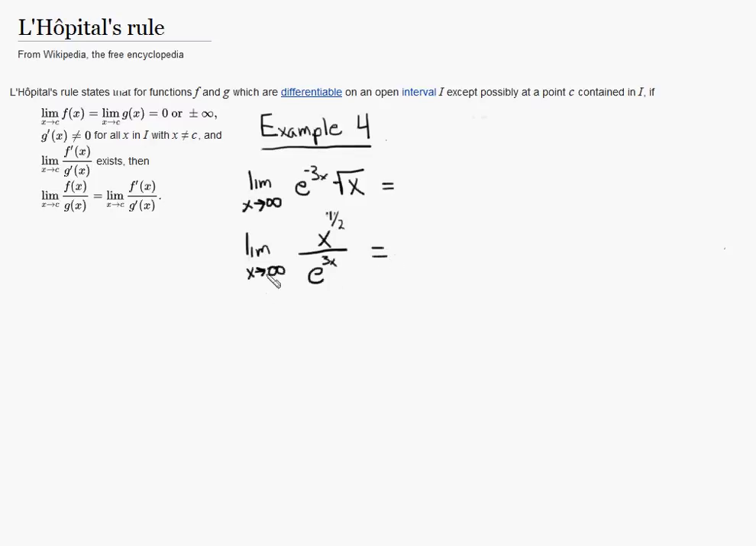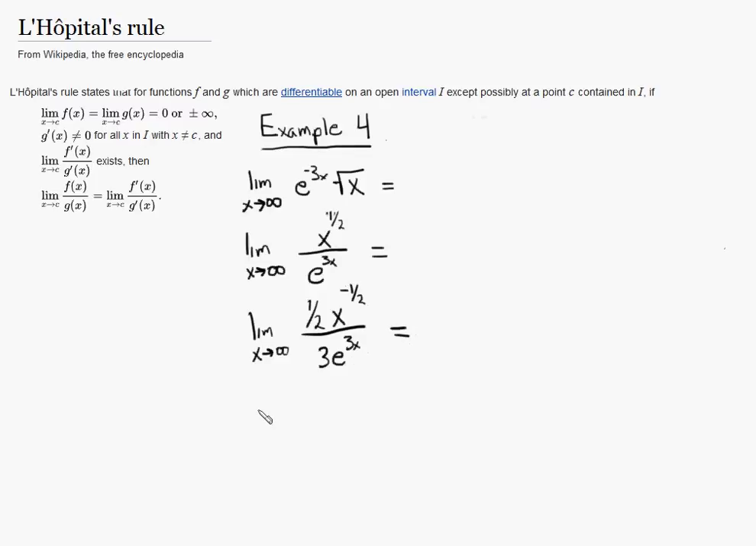And then if we try direct substitution again, we get infinity to the 1/2 over e to the 3 infinity. So we have a form of infinity over infinity, and we are allowed to use L'Hopital's rule. So we'll go ahead and take the derivative of the function on top and the derivative of the function on bottom. So on top, we use the power rule, bring down the 1/2, and then subtract 1, so we have negative 1/2. On the bottom, we use the chain rule, 3e to the 3x.